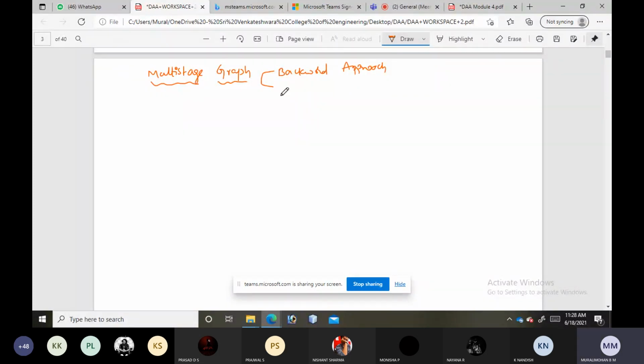Next one we can follow forward approach. Okay, so multi-stage graph. Here we should find the shortest distance from vertex I to vertex J. Okay, so for example, let us take one graph.